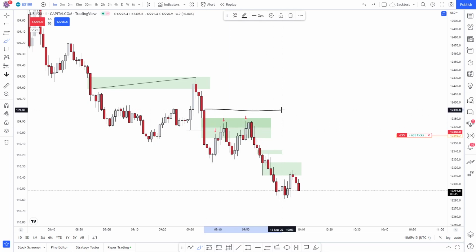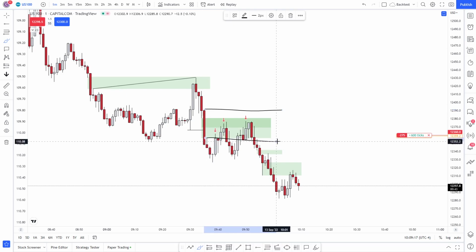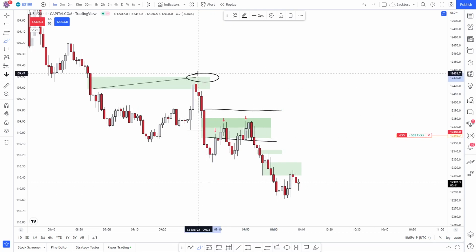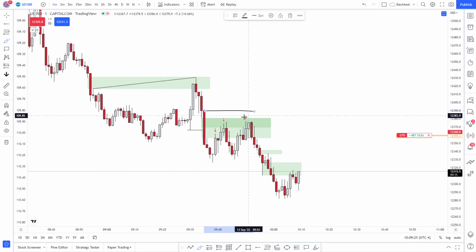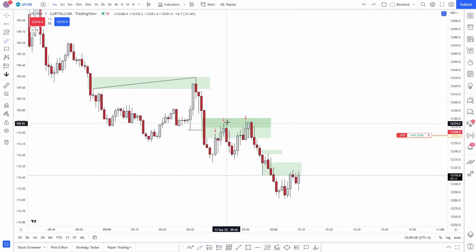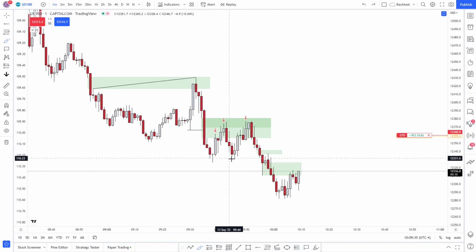It's always good to have a stop loss above the fair value gap or even above here to be safe. But yeah, your stop loss placement will be refined with experience. So yeah, don't worry too much about that.